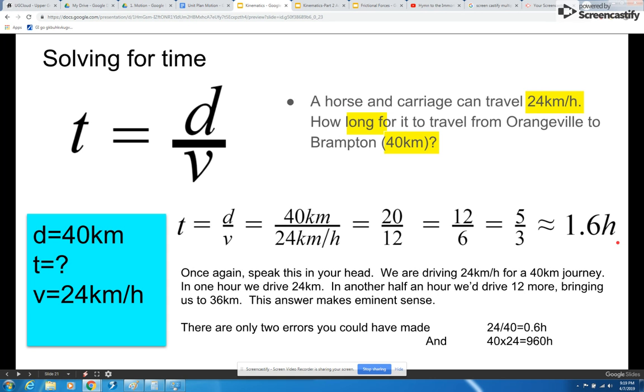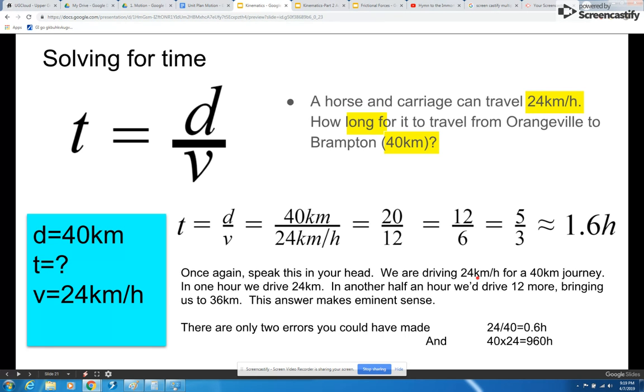Does it make sense? We're driving 24 kilometers an hour. So in a single hour, we would drive 24 kilometers. In a half an hour, we'd drive 12 more, bringing us to 36. At 24 kilometers an hour, in 2 hours, you've traveled 48. The number should be somewhere between 1.5 and 2.